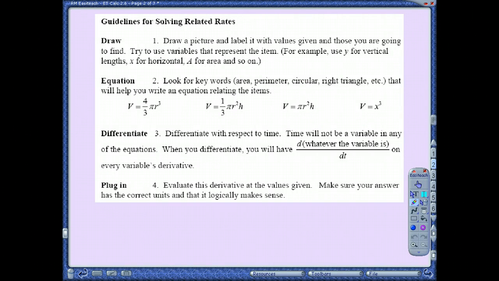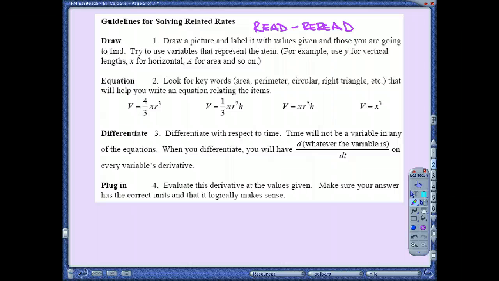Well, we have a game plan for solving related rates. As with any word problems, the very first step is to read the problem. Read and reread. So read the problem just to get an idea of what's going on, and then reread the problem again to see if you need to draw a picture, what's going on in the problem, etc. If you need to draw a picture, great. If you don't, that's fine as well.